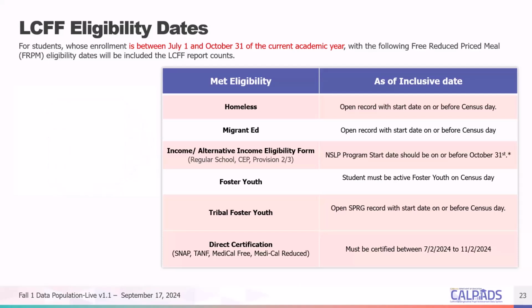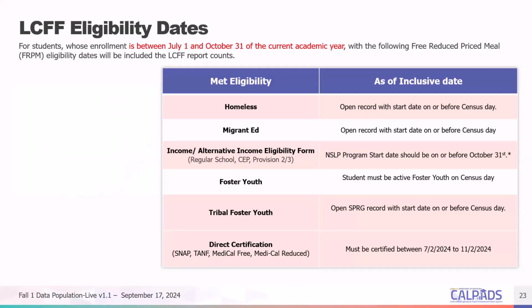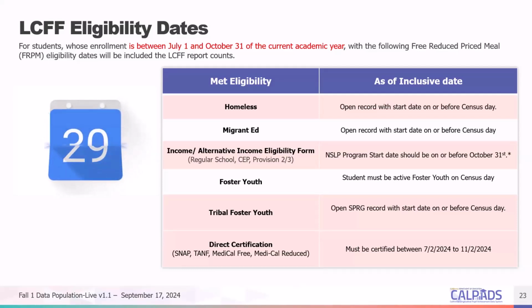So as long as the NSLP applications were received and date stamped, even if they have not yet been processed and approved, if they were received and date stamped on or before October 31st, they will be included in the LCFF calculations and in report 1.17 and 1.18.